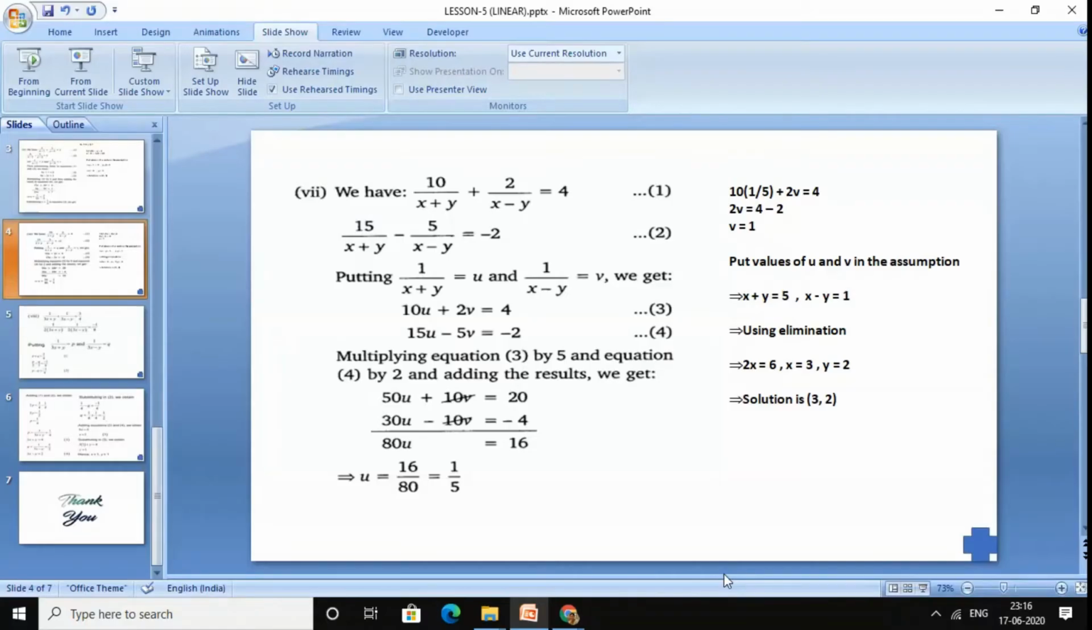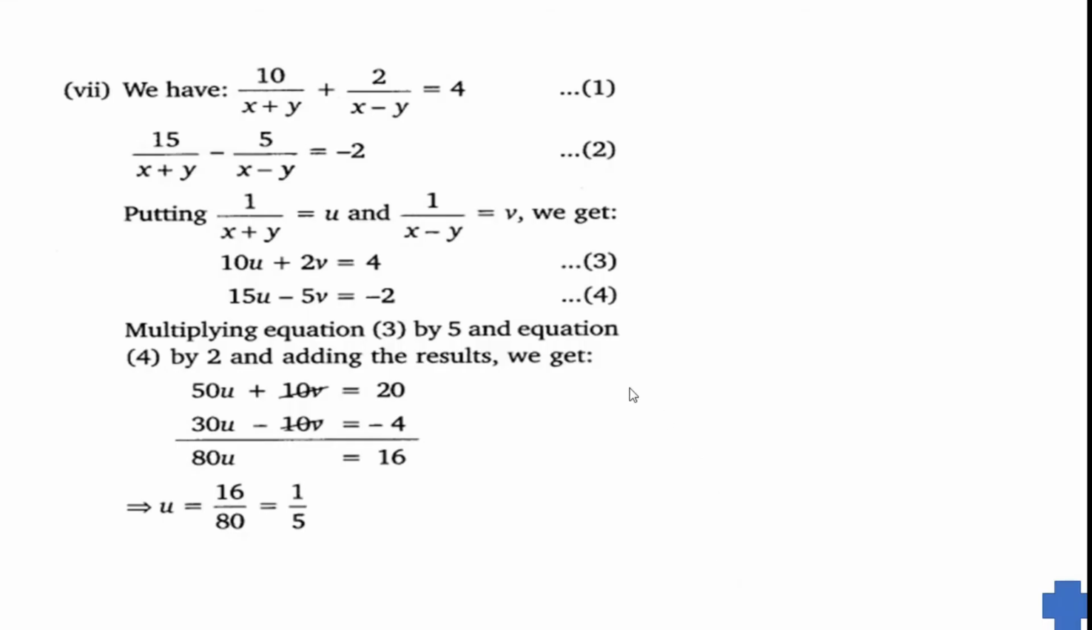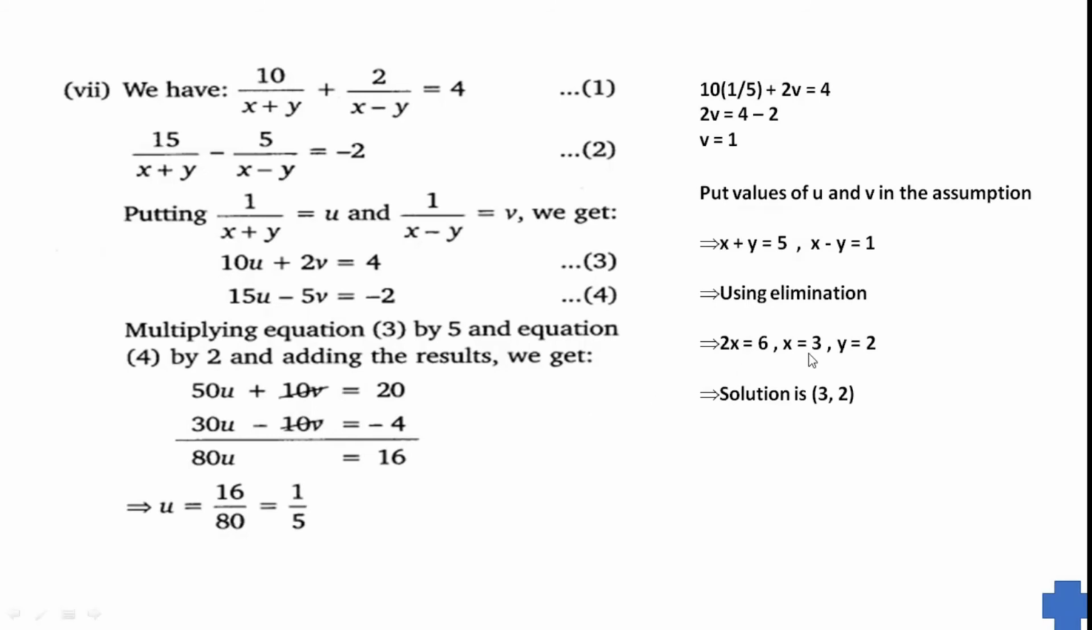Put the value. So we have x equal to 3. When we put this value over here, we get 3 plus y equal to 5, giving y equal to 2. So the solution becomes 3 comma 2.